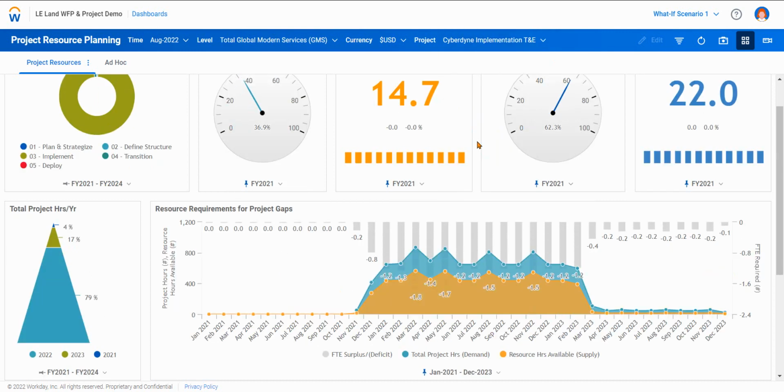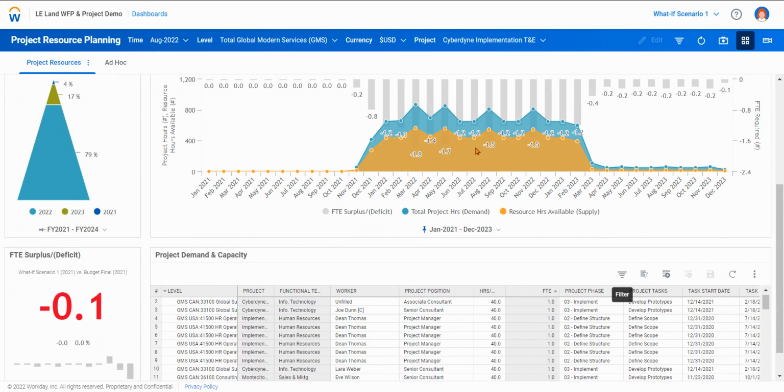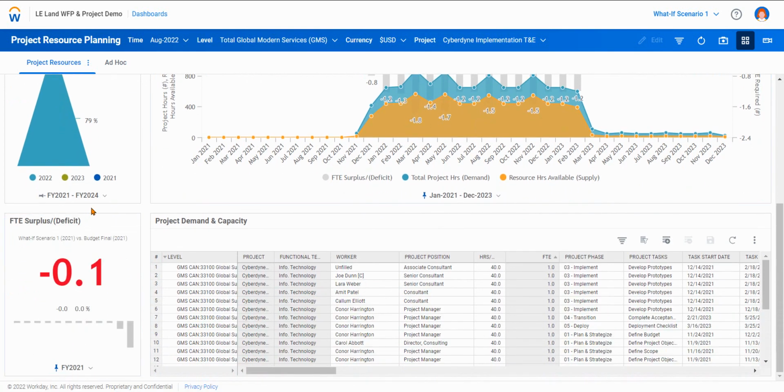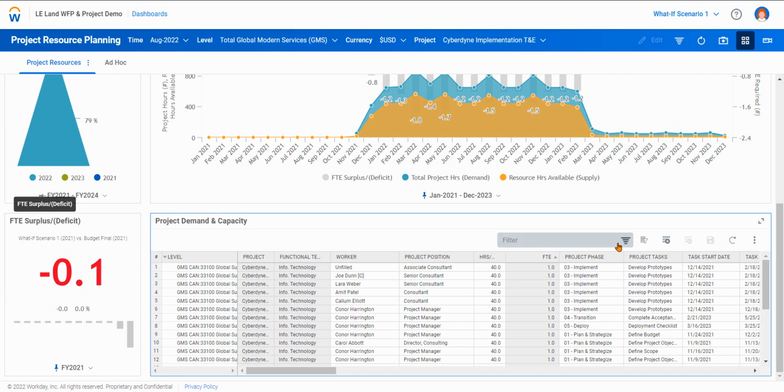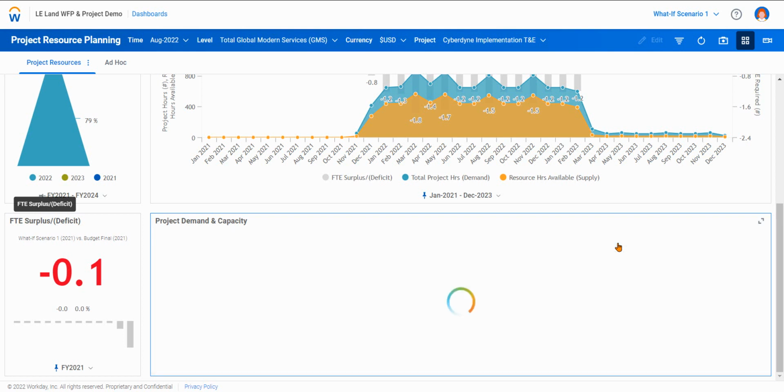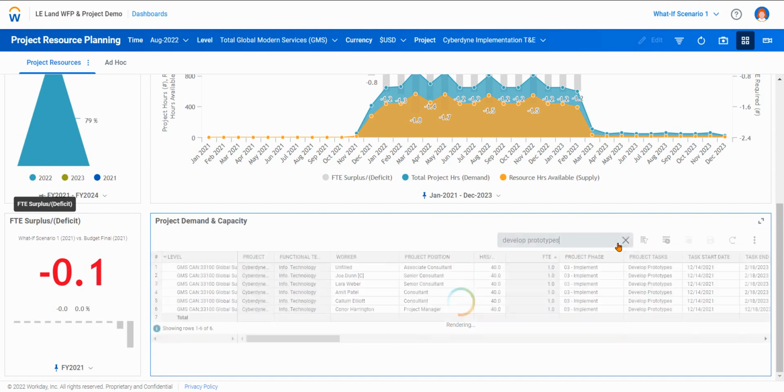Let's look at a quick example. For the Cyberdyne project, we can see that for the current year, there's virtually no resource gaps between the project hours required and the project resource hours available. If everything remains status quo, the company will be equipped with enough resources to meet the project demand. However, in dynamic business environments, organizations have to rapidly respond to resourcing changes if they are to achieve their objectives.